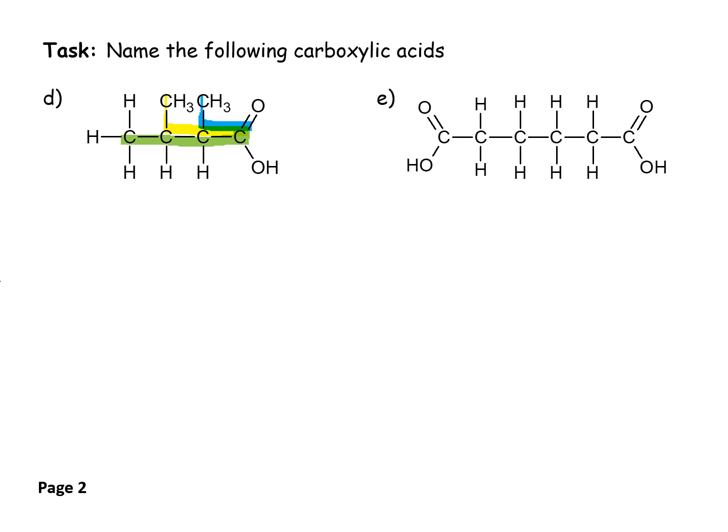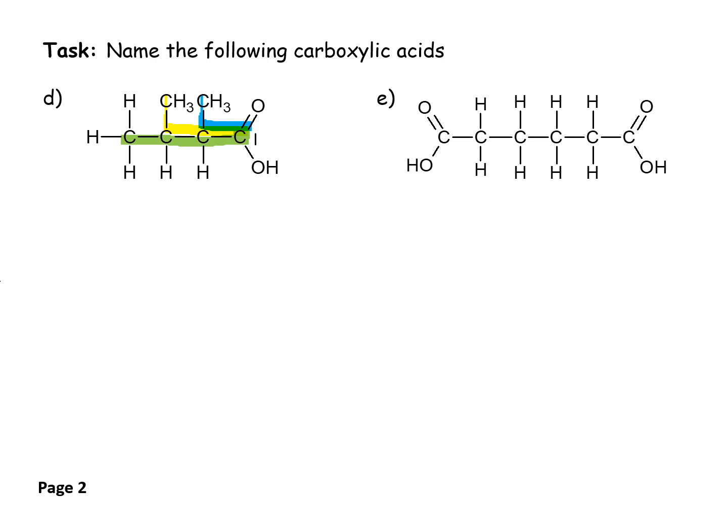So we do need to start from the point that that's carbon number 1, and our longest chain here consists of 4 carbons. So our parent alkane would be butane. We chop the E off and end it with oic acid, so we've got butanoic acid.